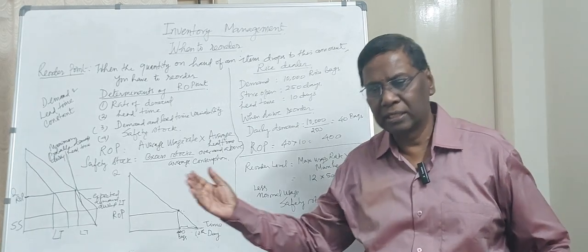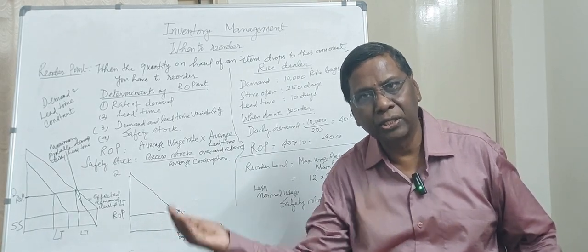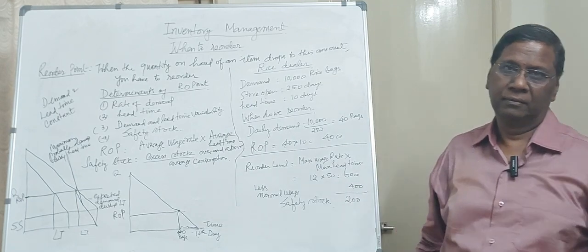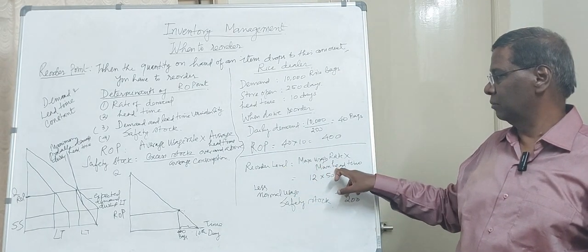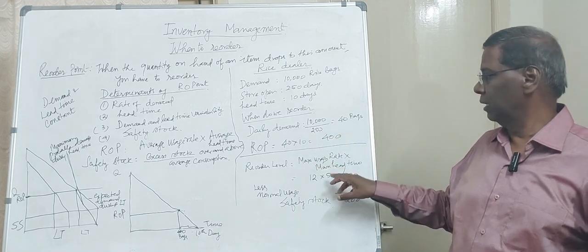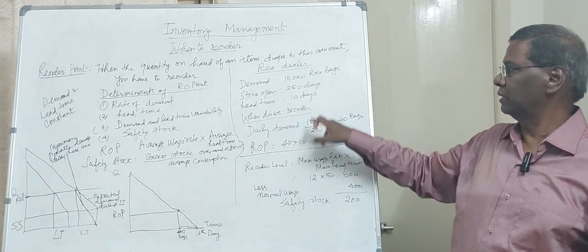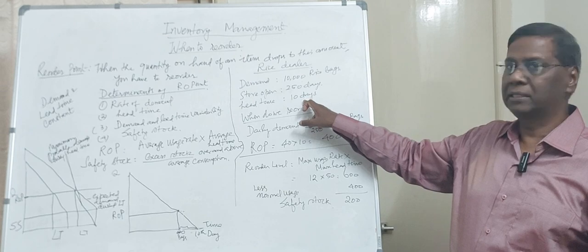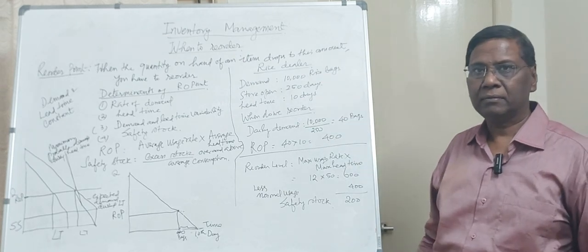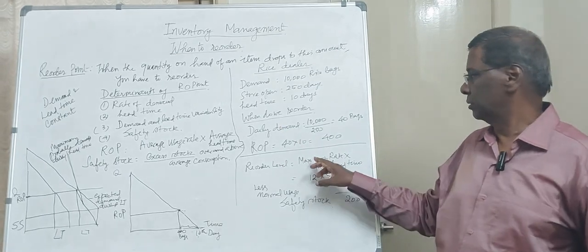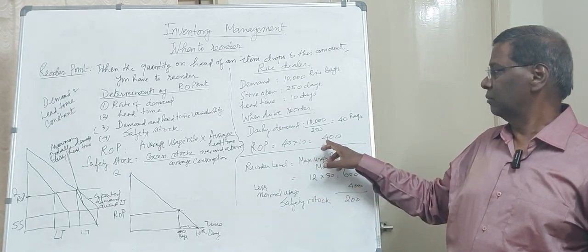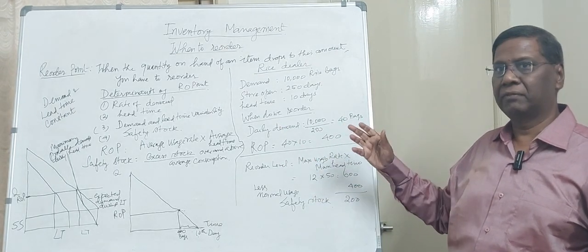Safety stock comes additionally along with this. Now, in the reorder level, let us say maximum usage into maximum lead time. This is the reorder level. This is the average. So the maximum lead time, let us say, is 12 days; it is stretched out to 12 days. Then the maximum usage is 50 bags instead of 40.